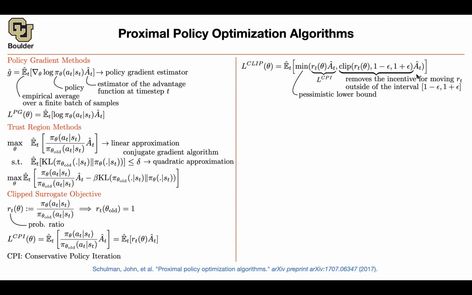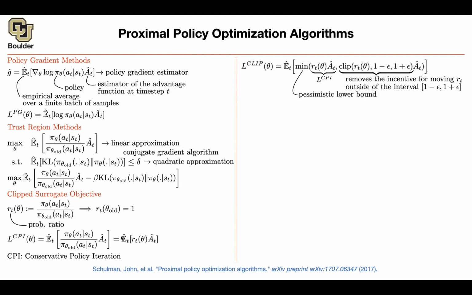But there is also another catch. Why are you taking this minimum? Remember, in the end, you're solving a maximization problem. Whatever L clip is, it's going to be bigger than or equal to the CPI objective that we just saw, and also bigger than or equal to this clip term times your A_t. So it's going to be bigger than or equal to (1 plus epsilon) A_t, (1 minus epsilon) A_t, all of those terms. So it's just a pessimistic lower bound for that objective.